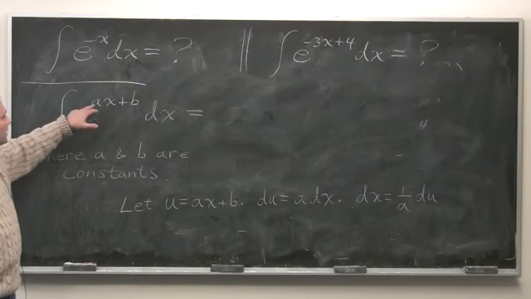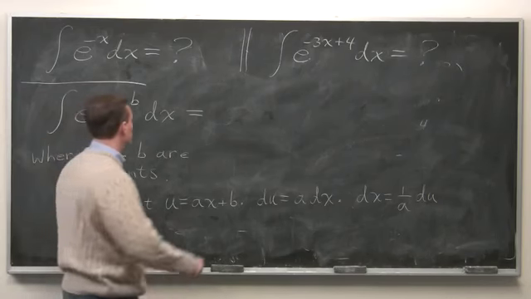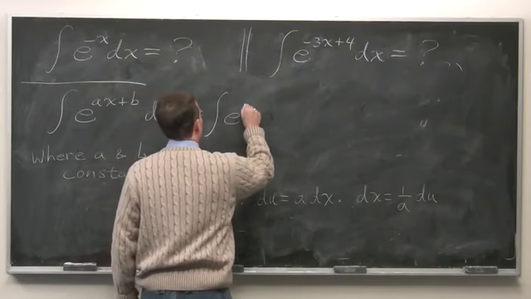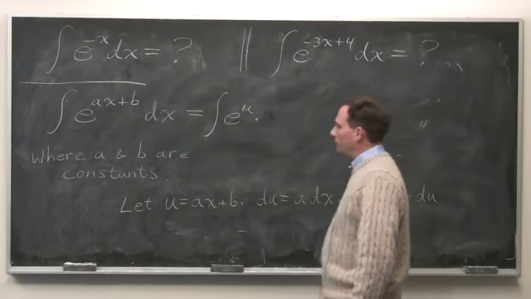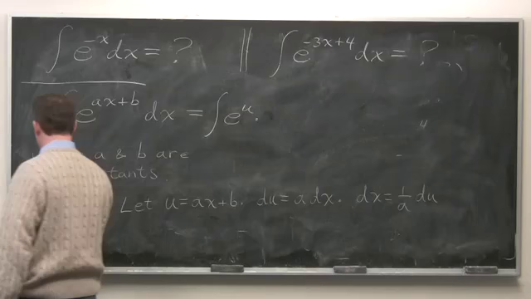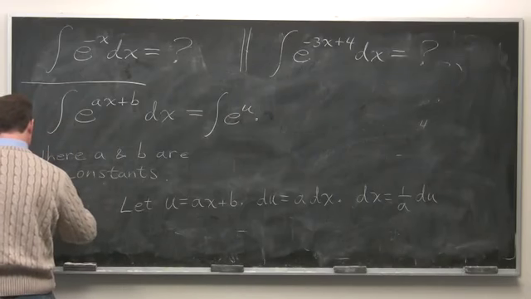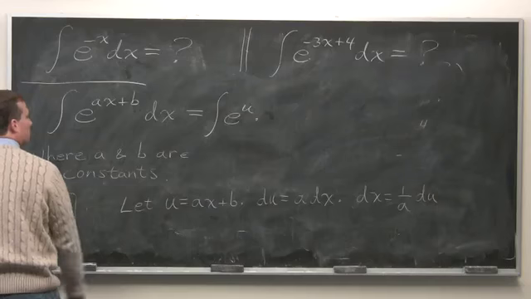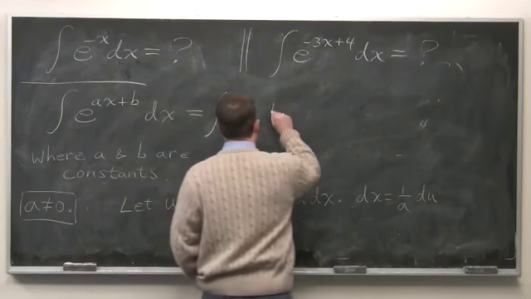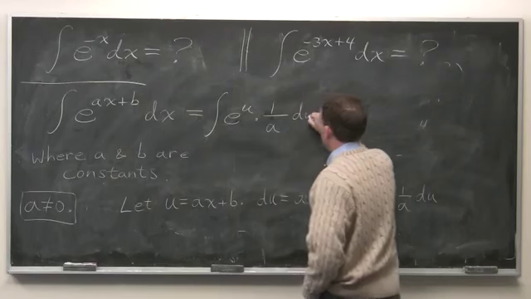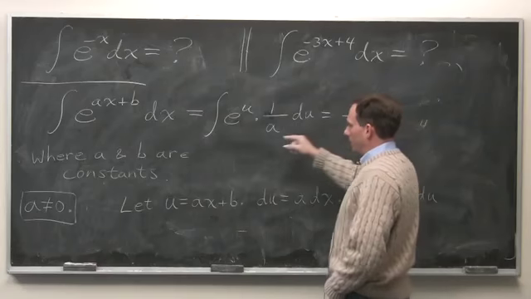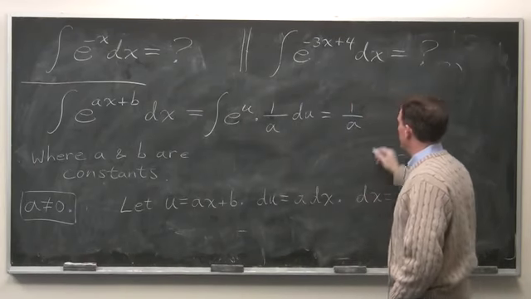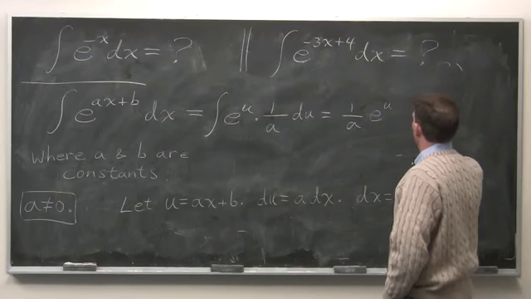So in the integral of e to the ax plus b, ax plus b is u. So you get e to the u, and dx becomes 1 over a times du. Yeah, I should have said a is unequal to 0. We are dividing by a, so we better be assuming a is not 0. You pull out the 1 over a, it's a constant. And then the integral of e to the u with respect to u is just e to the u plus c.